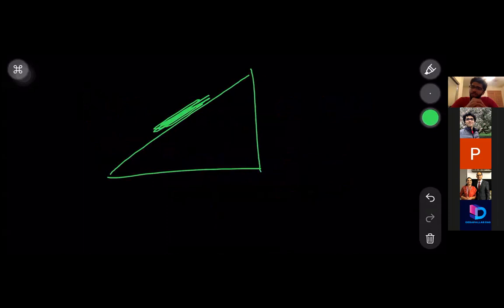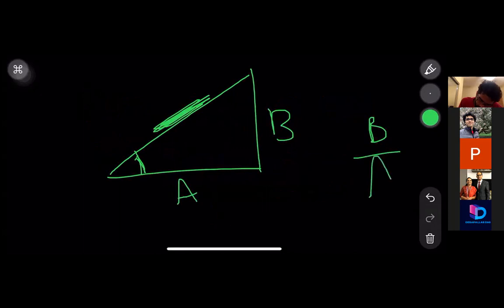We defined the concept of slope, and we said the definition would be, if this is your angle, then you call this B, you call this A, the slope will be B over A.